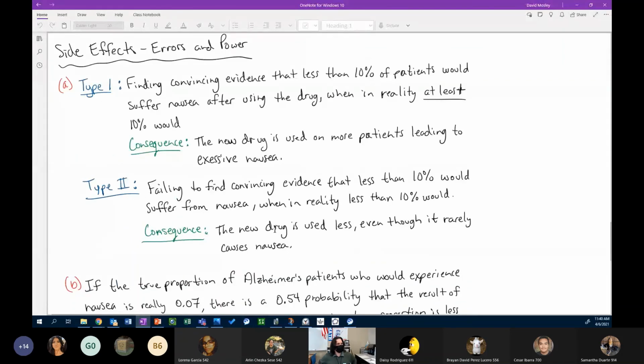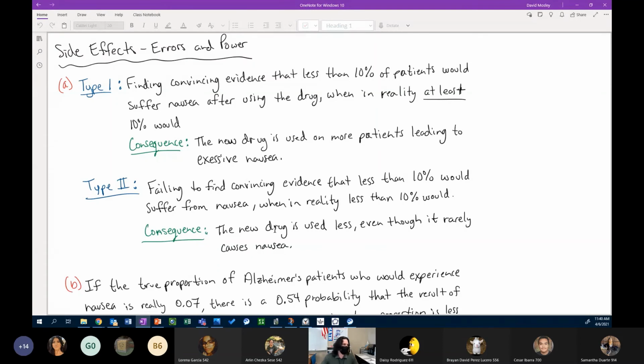All right, so in this context, a type 1 error would be finding convincing evidence that less than 10% of patients would suffer nausea after using the drug, when in reality at least 10% would. So again, I'm not saying what a type 1 error is, I'm saying what a type 1 error would be in this context.